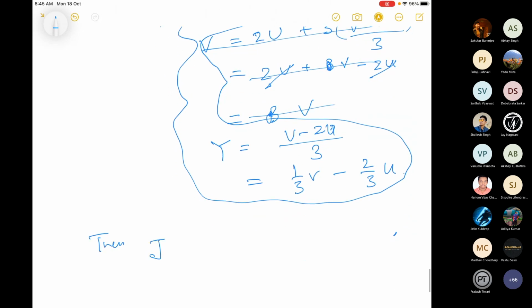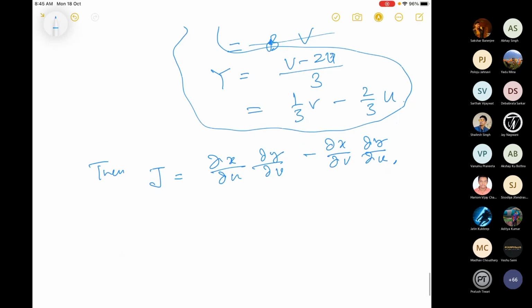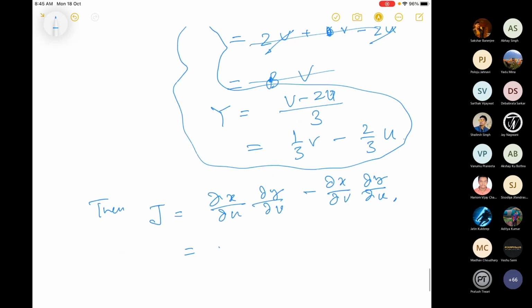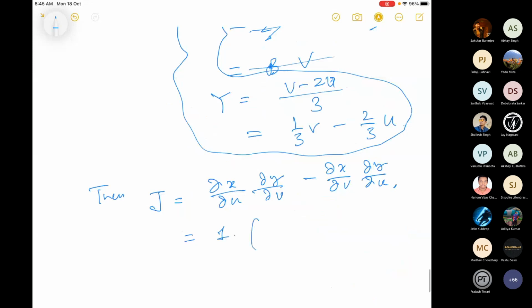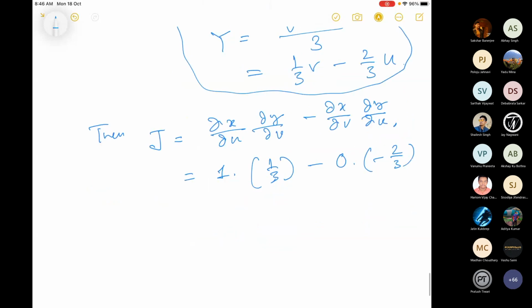The Jacobian. Once you have this, the formula of Jacobian is del x del u times del y del v minus del x del v times del y del u, which will be what? X was u, so del x del u is 1, times del y del v, 1 by 3, minus del x del v, which is 0, times minus 2 by 3. So which is 1 by 3.